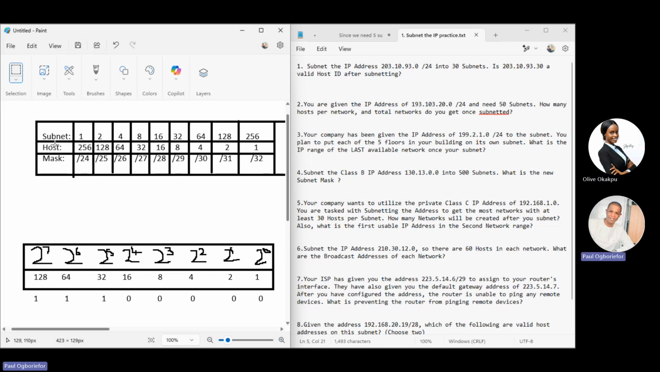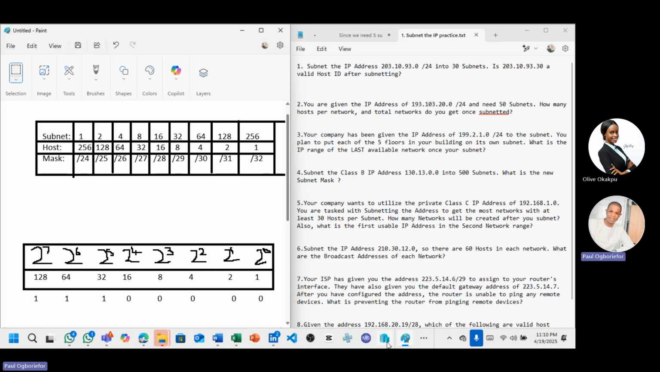What we will do is we look for the nearest number. If you cannot get 30 on this table, we look for the nearest number after 30 on this table. That's 32. So we are going to create 32 networks because we can't get 30 exactly.